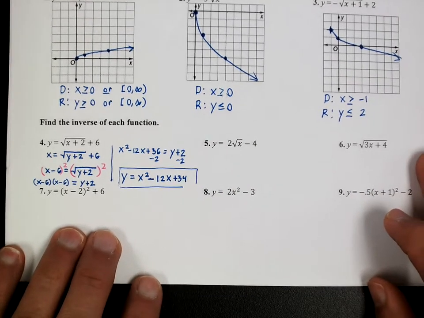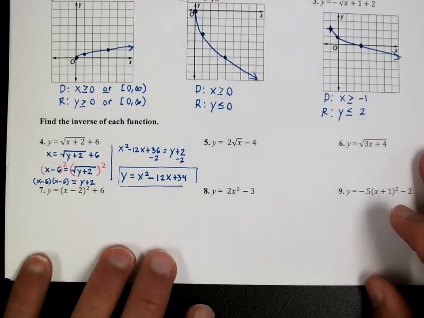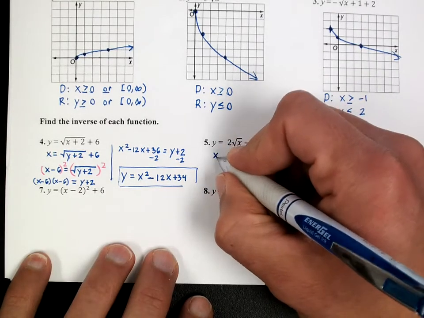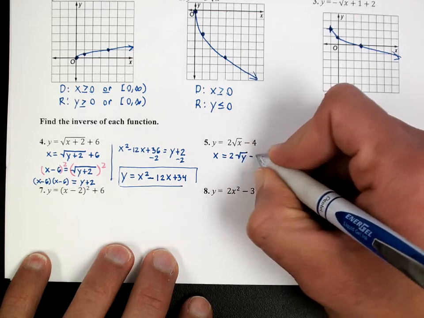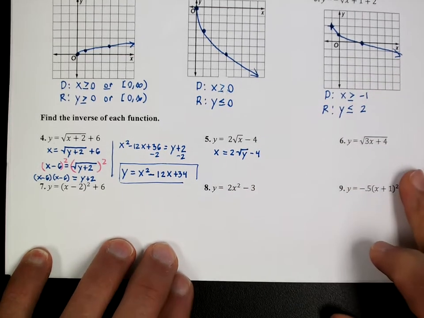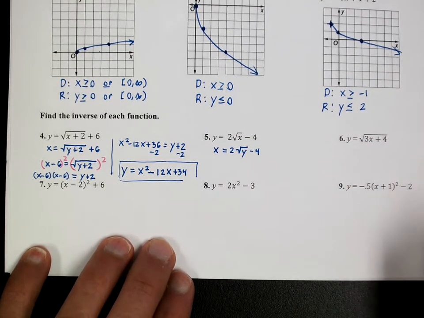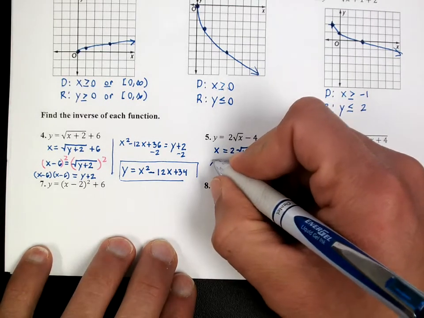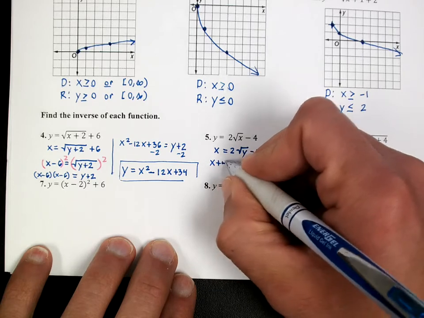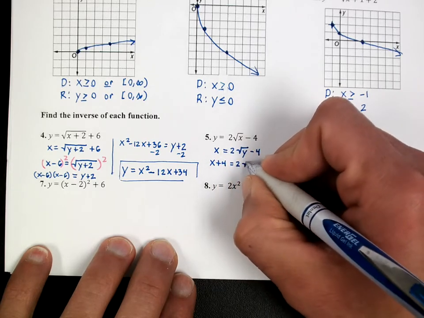But not all the time are they that difficult. For example, let's look at number 5. Again, in order to find the inverse, we're going to have to switch the x and y. And then we're going to have to solve. So this one has one tiny little step after. So we're going to start off by adding the 4 in this case. And then we have this.